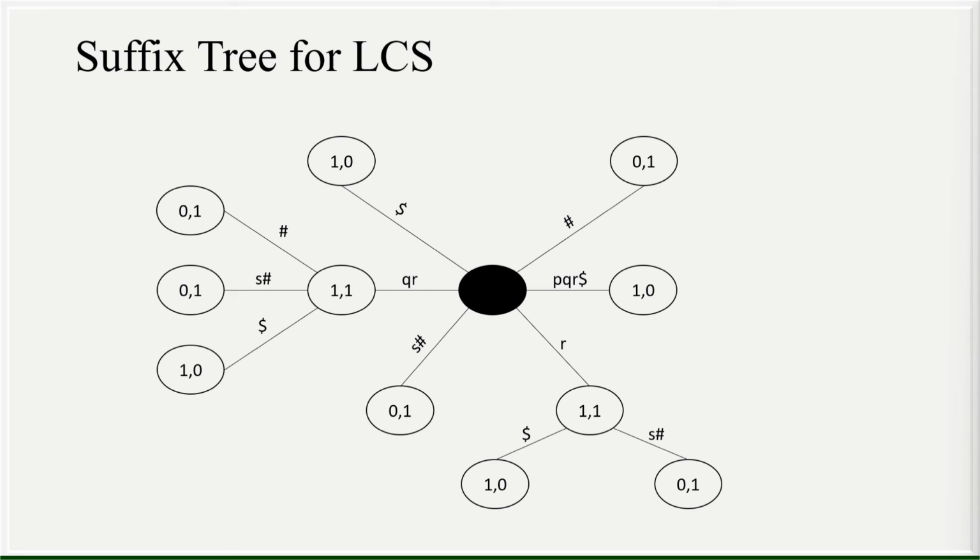Now we'll just verify whether we have drawn all the suffixes or not. QRS hash is the one suffix, yes. QR hash is the second, yes. QR dollar P, since it is PQR dollar, yes. PQR dollar is there, yep. Then dollar hash is also there. S hash, RS hash, yes. R dollar is there, yes. I think we have drawn all the suffixes in the tree. Therefore, I think this is a complete suffix tree.